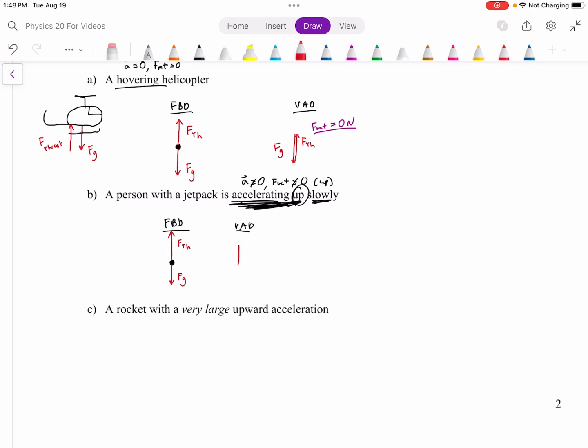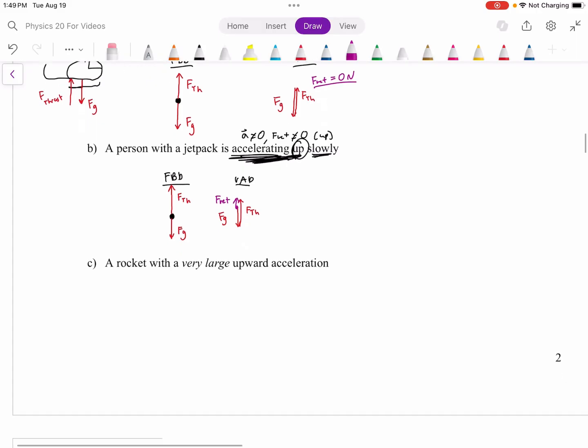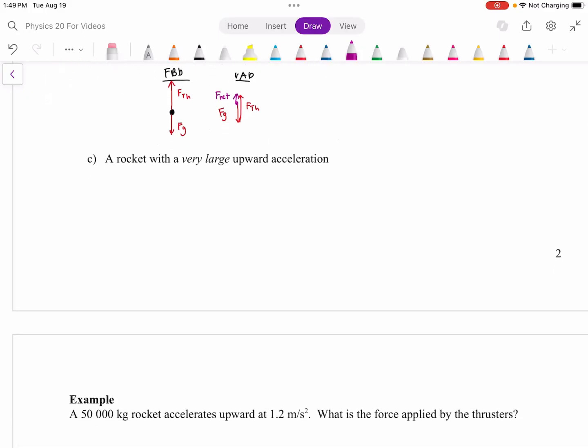If we draw our vector addition diagram here, force of gravity is downwards, and the force of thrust is bigger, but not like dramatically bigger, right? Maybe that big. To provide, yes, an upwards net force from where we started to where we finished, there is a net force upwards, but it's not huge because our acceleration is not huge. Now, what do you think I'm going to do differently for this one, where we have a rocket that has a very large upward acceleration?